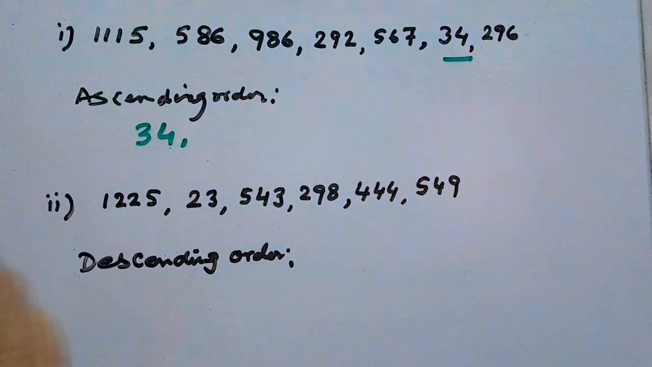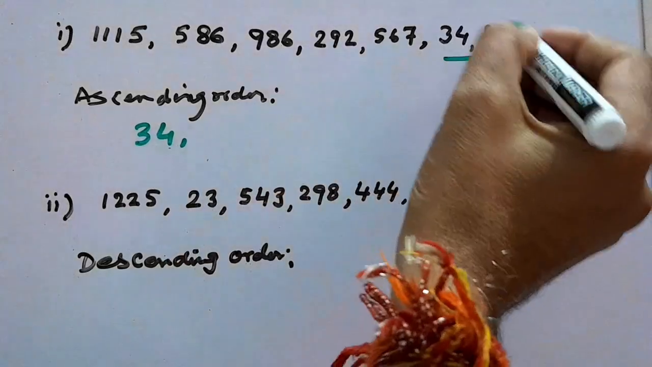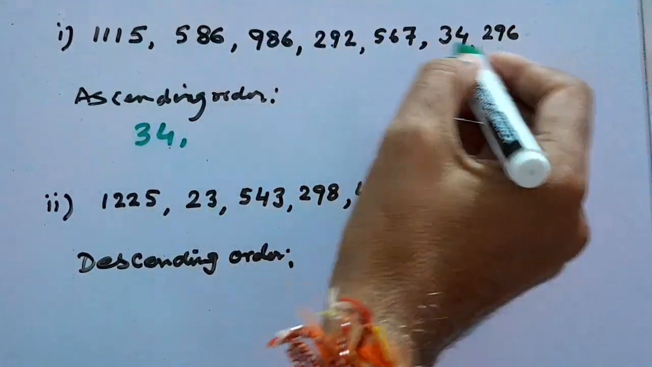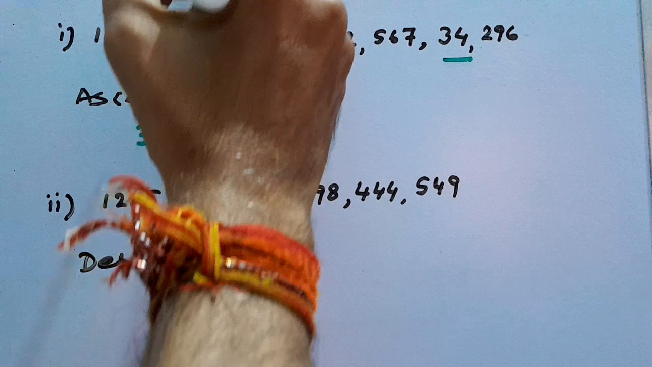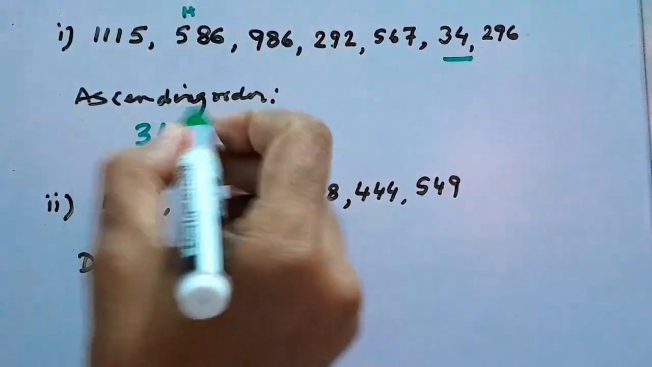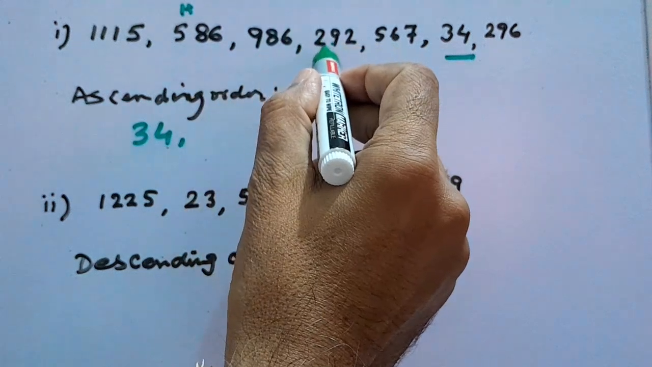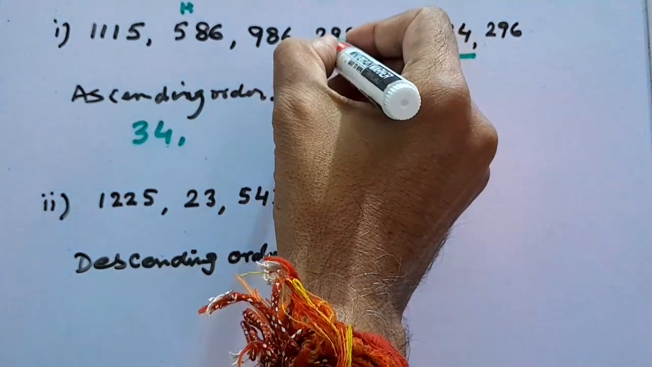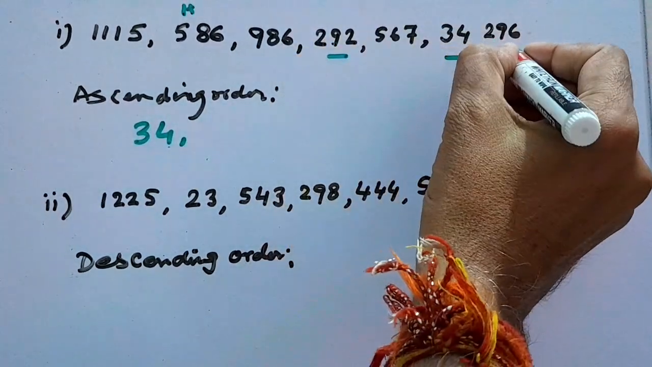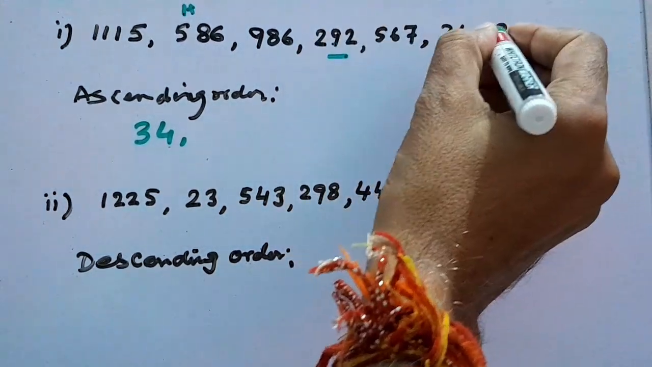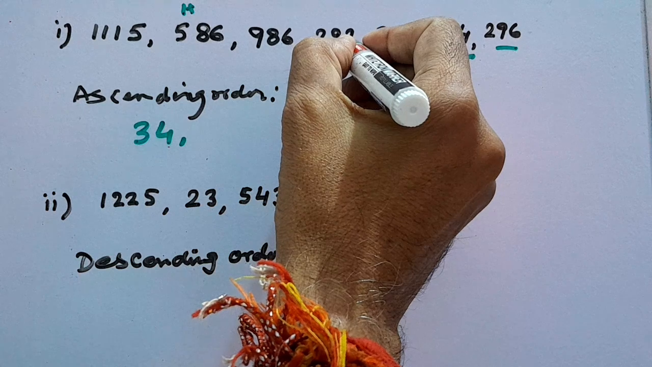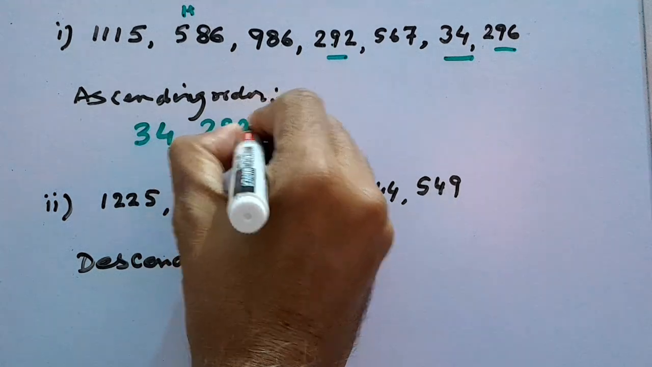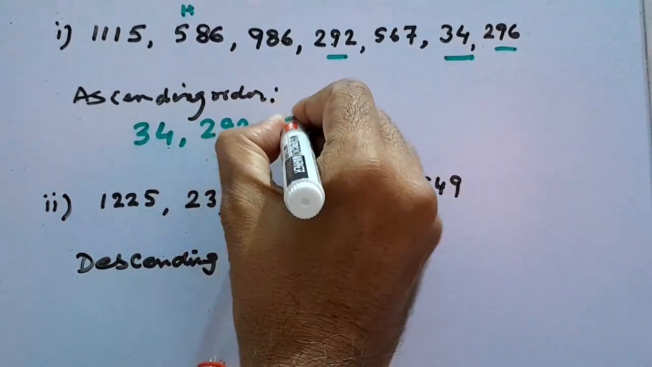Then we'll write the 3 digit numbers. So here 1, 2, 3, 4, 5 numbers are in 3 digits. So we'll compare the 100 place first. So here 5, here 9, here 2, here 5, here 2. So in the 200 case, two numbers are there, 292 and 296. So out of 292 and 296, 292 is the smallest. So we'll write 292 first. Then 296.